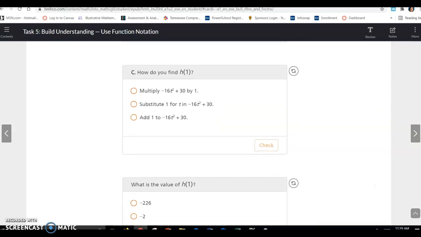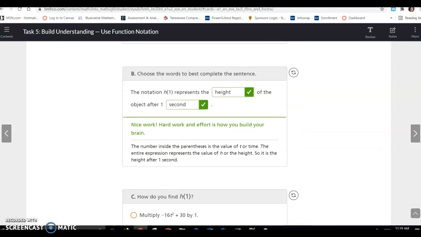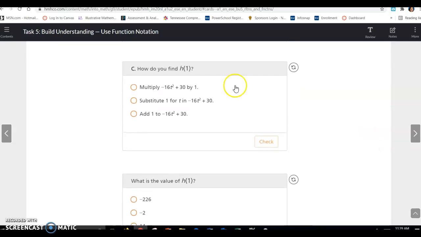How do you find h of 1? Well, you take the equation given. So the equation that they gave us up here was negative 16t squared plus 30. So that's the function rule. And you simply substitute 1 in for x. So this is h of x, remember. So x is going to be 1. So we're going to substitute 1 in for t into that rule.